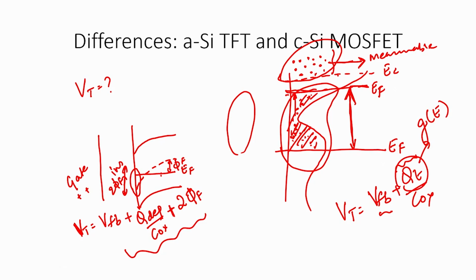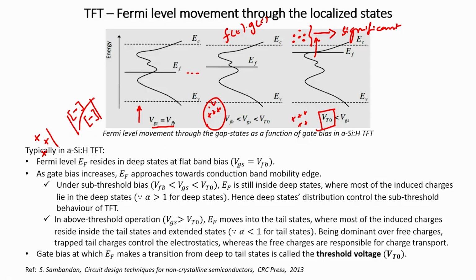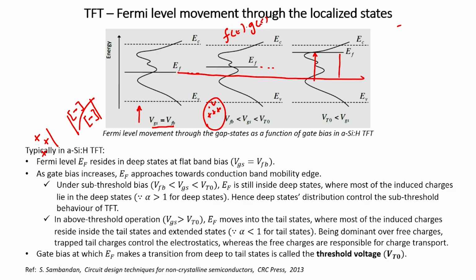Now, there is another point. Let us look at the mobility of carriers. So, in the conduction band states, let us look at the transients. Now, as the Fermi level moves through these states, we have something called subthreshold operation. So, here was the flat band voltage, and between this point and that point we have subthreshold operation.